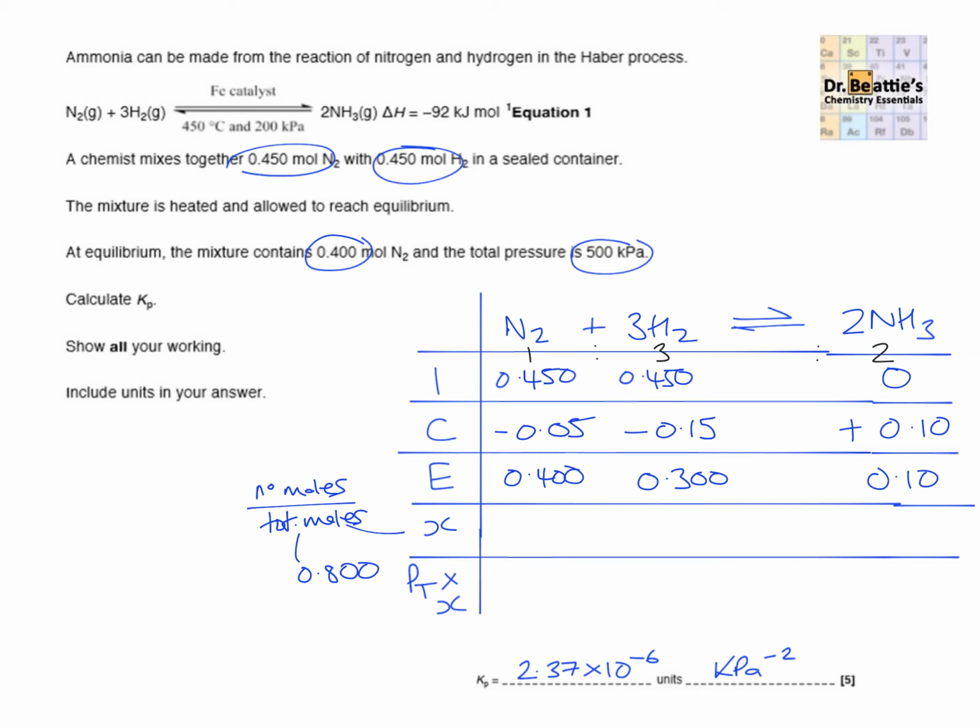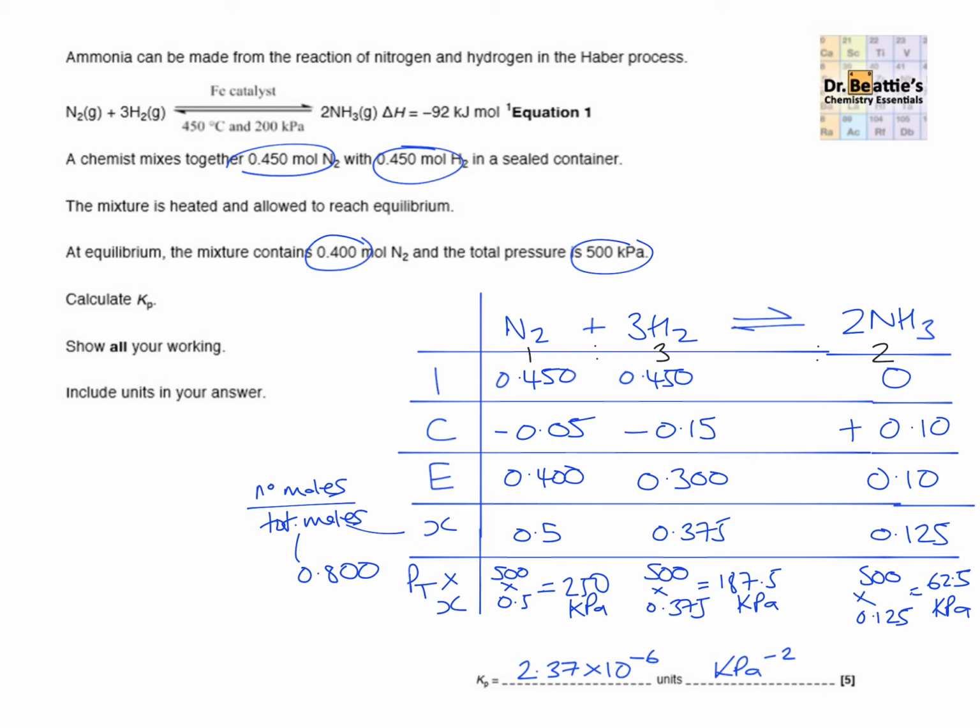So our mole fraction is going to be here 0.4 divided by 0.8, 0.5. Here for this row, 0.3 divided by 0.8, which is 0.375. And then finally, we've got 0.1 divided by 0.8. Okay, now that we've got the mole fractions, we're going to focus our attention working out the actual partial pressure, which is the total pressure times these mole fractions we just worked out. So our total pressure was given here at 500 kilopascals. So we then times that by each of these mole fractions.